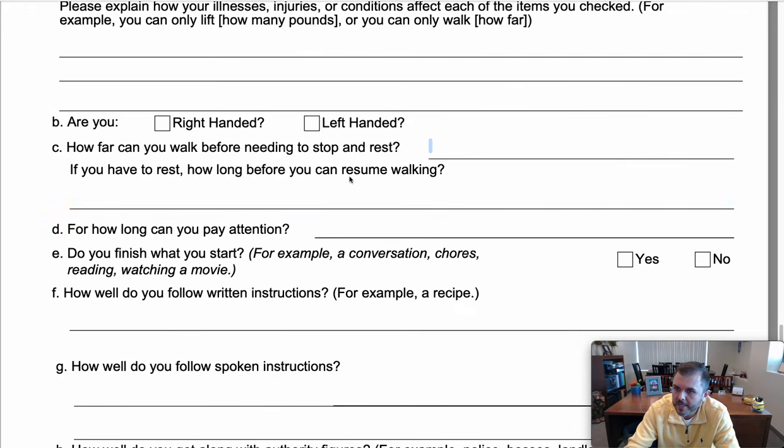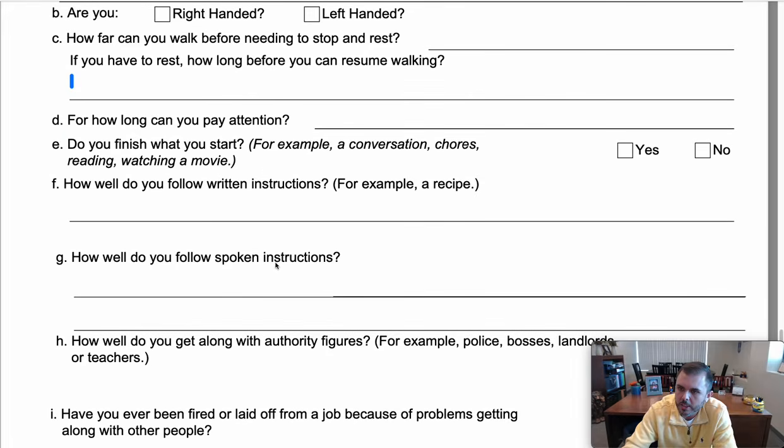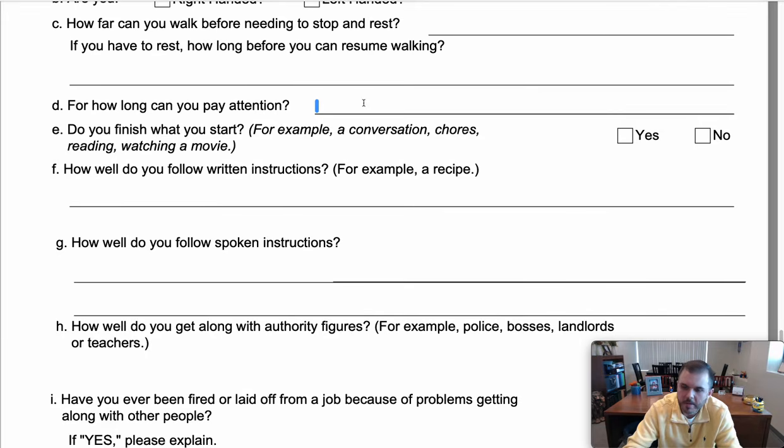And then if you have to rest, how long before you can resume walking? I would say for a few minutes. A few minutes can be 10 minutes, 20 minutes, 30 minutes, but again, we want to be vague. We don't want to give specific numbers at this point in your claim. For how long can you pay attention? Maybe short periods, that kind of thing.